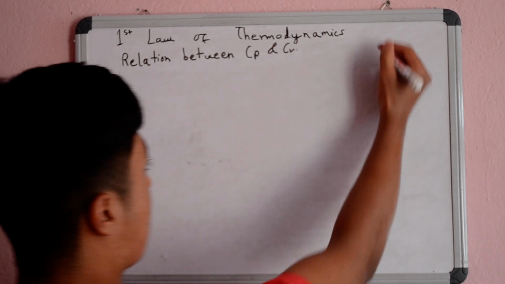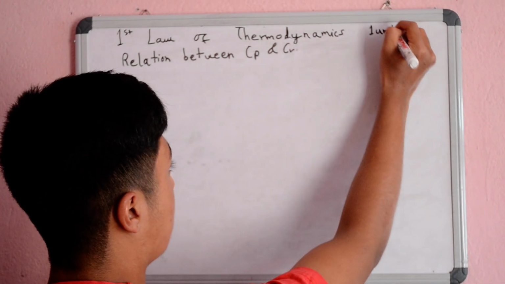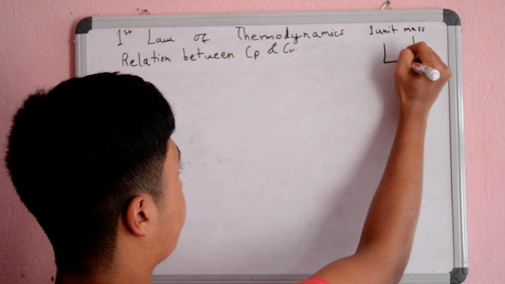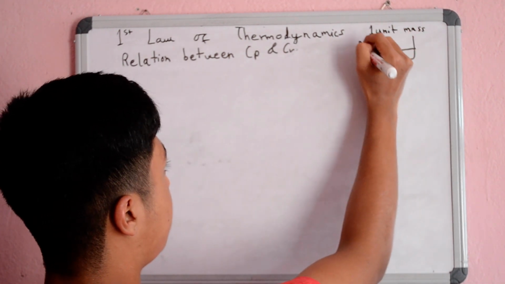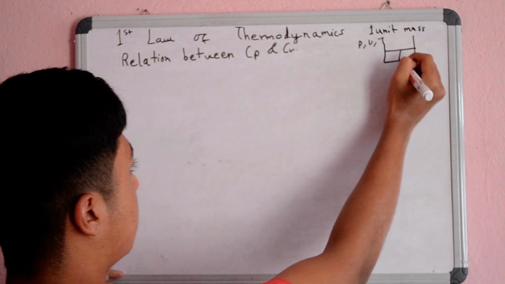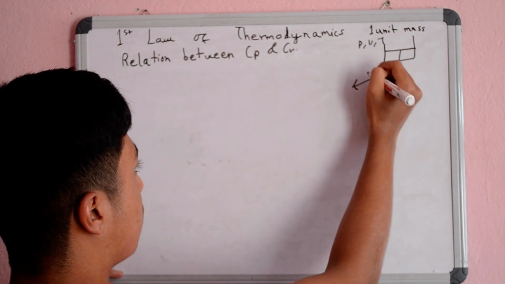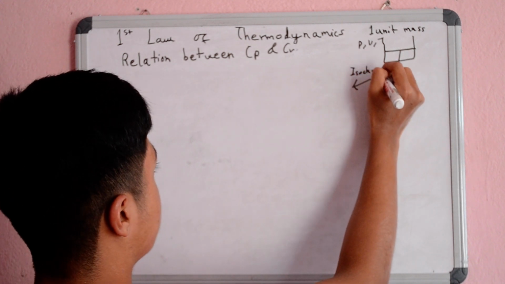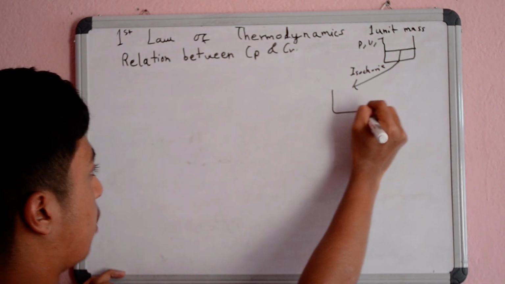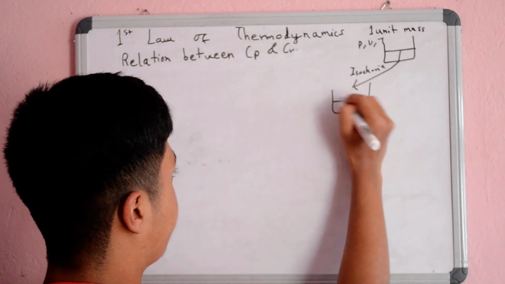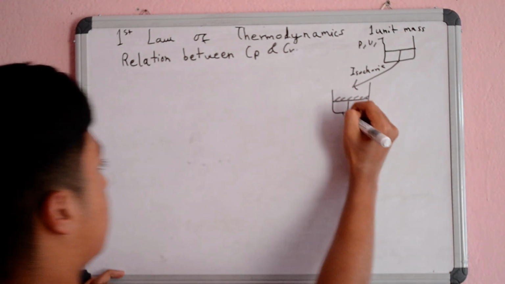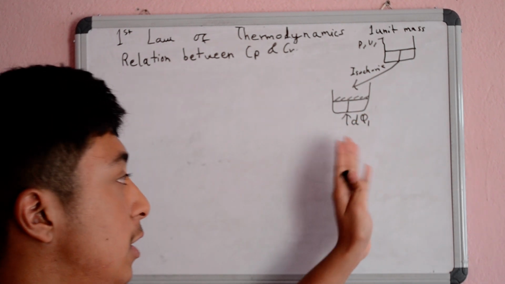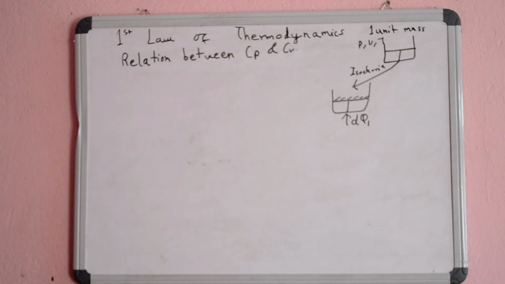Now let's say we have 1 unit mass of our gas in a system at, let's say, P, V, T. First it goes through a constant volume, so it is an isochoric process, right? So for this one, the volume doesn't change, and we have some heat supplied, which is dq1.